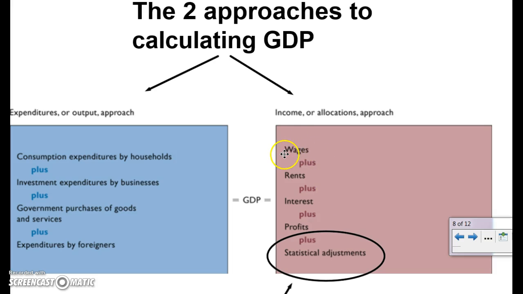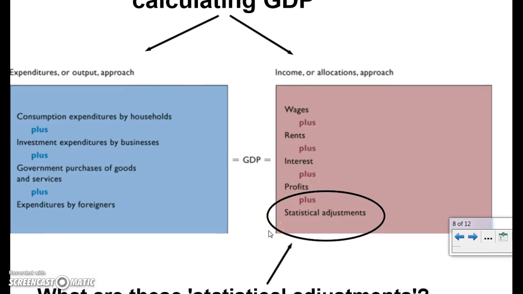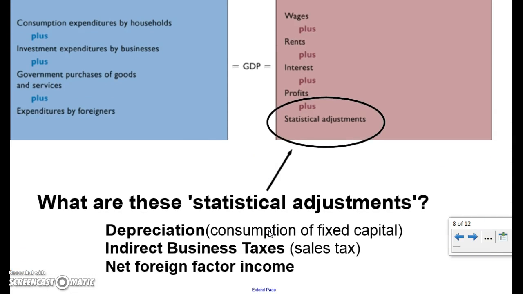The income approach is wages plus rents plus interest plus profits. Those are the four ways, if you remember, that resources can earn income, or that households earn income. But there are a few statistical adjustments, and those would be depreciation, which we'll talk about a little bit more, indirect business taxes, and net foreign factor income. So let me talk about these last two first.